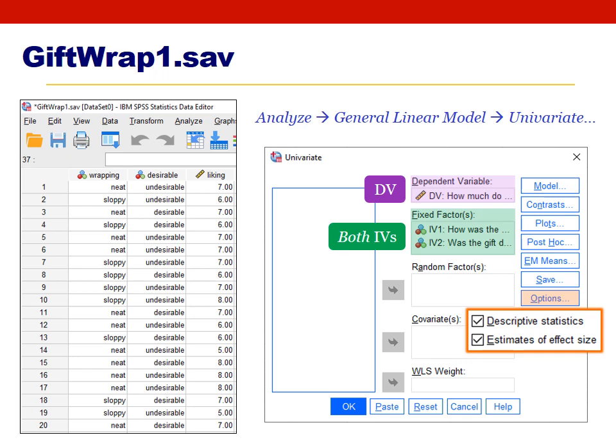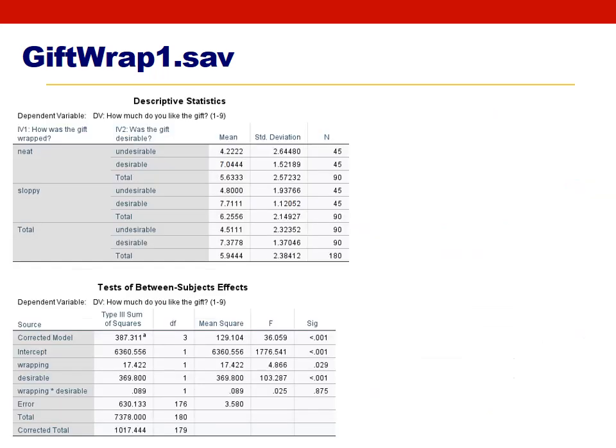Just like we did a few weeks ago, we're also going to dip into the options menu. We're going to ask SPSS to give us descriptive statistics. We're also going to ask SPSS to give us estimates of effect size. Here are the two parts of our output that we need. The first table gives us the descriptive statistics, which we'll take apart in just a second. The second table gives us the results of our inferential tests. Those three things that we're testing for, the two main effects and the interaction, all of those things are going to be explained in the table at the bottom.